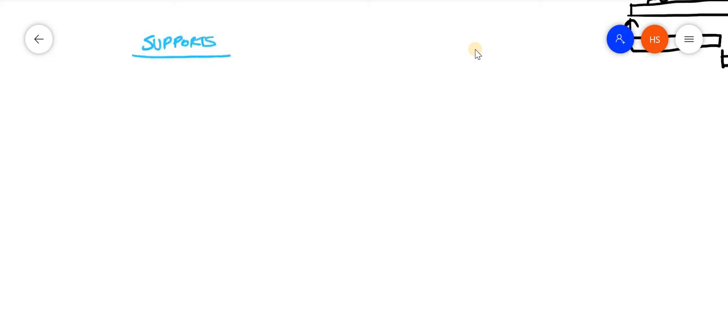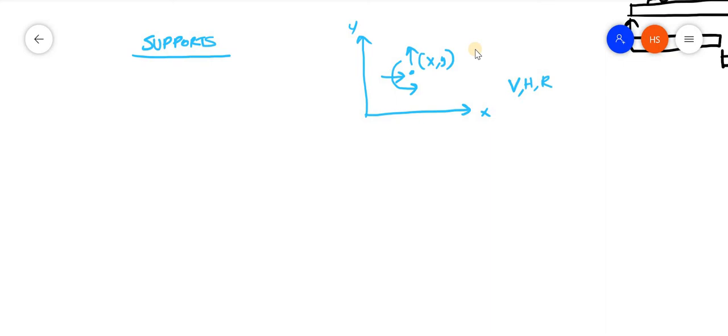Supports. That means for a 2D, consider just a 2D point. Let that point be x, y. Considering a point in 2 dimensions, this point can move in the vertical direction, it can move in the horizontal direction, or it can rotate. That is, for a 2-dimensional point, it can have 3 types of motion: vertical motion, horizontal motion, and rotation.